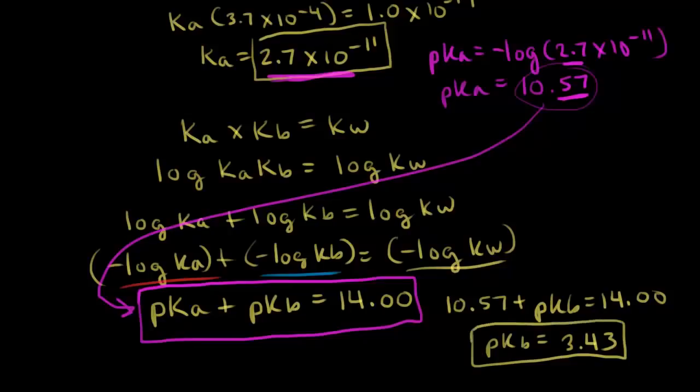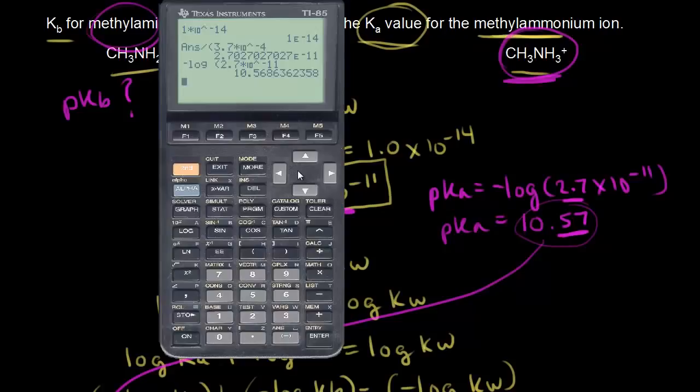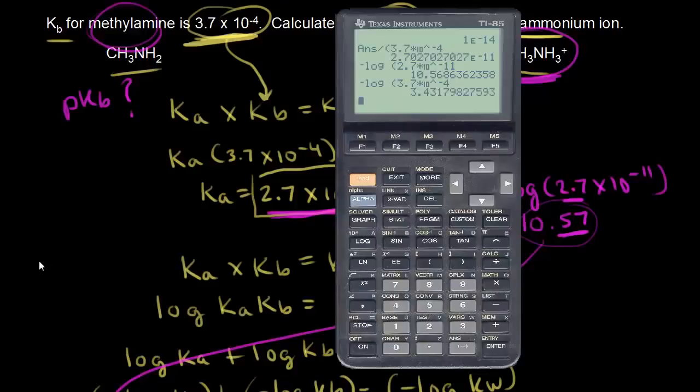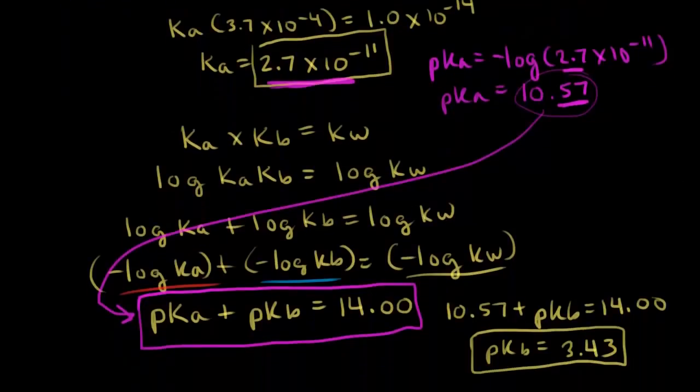All right, we could double check that. Let's go back up here. We could double check that because if we took the negative log of this number, that's what we should get. All right, so let's go ahead and do that. Let's take the negative log of 3.7 times 10 to the negative 4. And we get 3.43, so that's what we just calculated down here, right? So the pKb is equal to 3.43. All right, so that's the relationship between Ka and Kb, and you can also talk about the relationship between pKa and pKb.